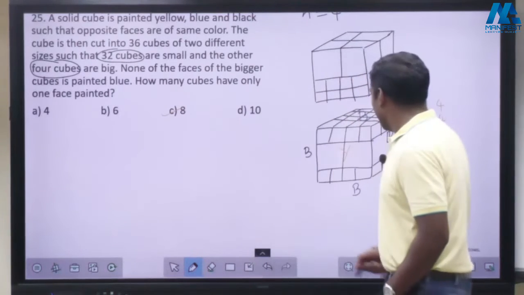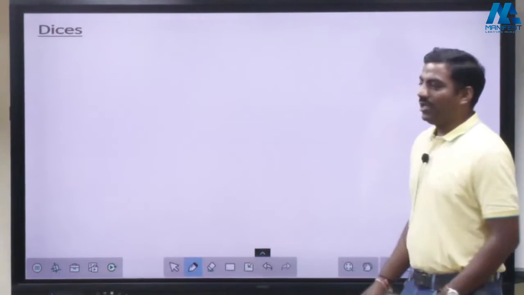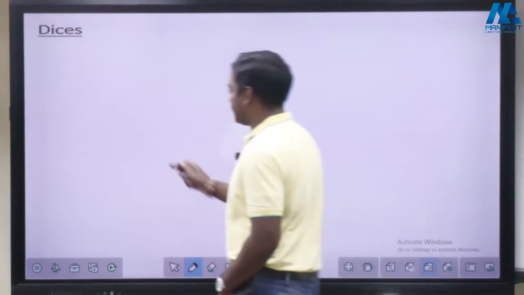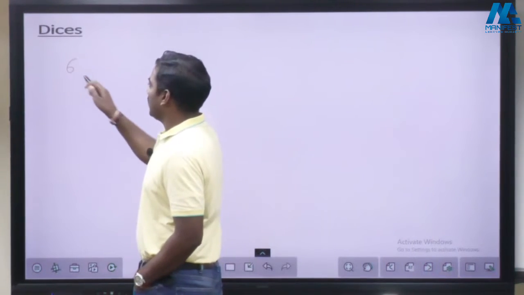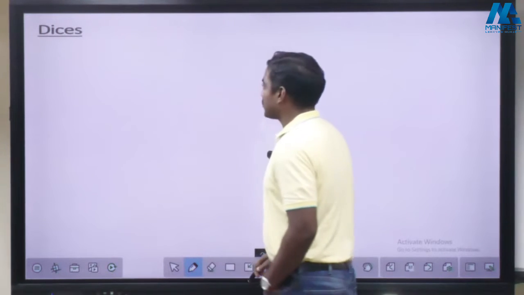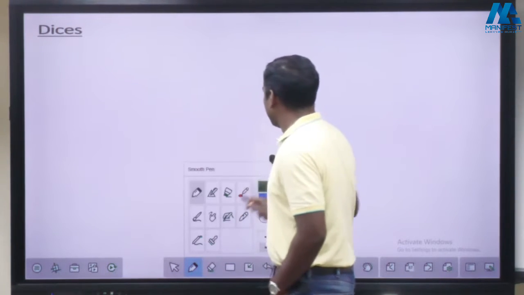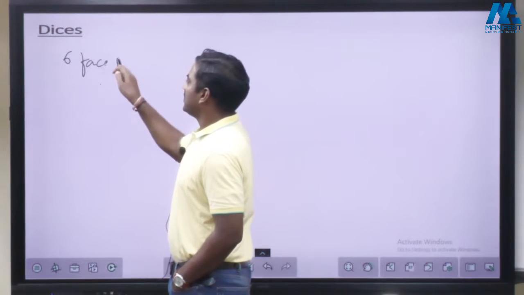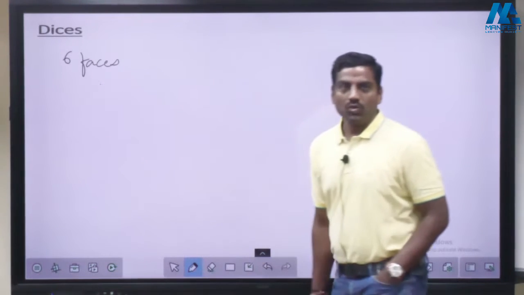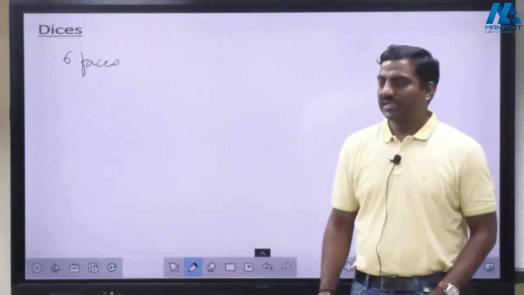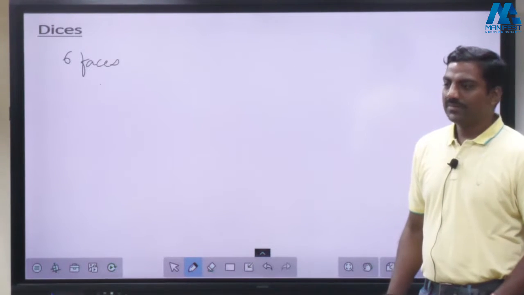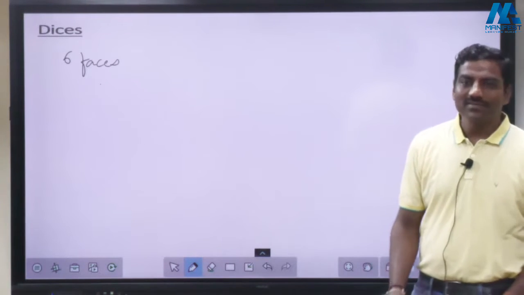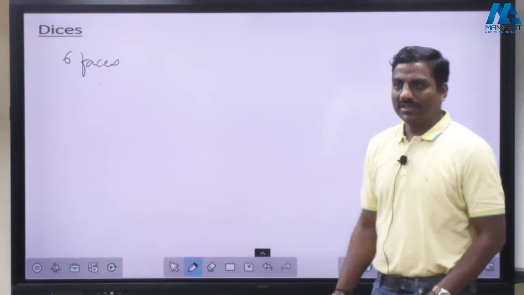So tell me, in a dice, how many faces are there? So the only important thing is 6 faces of a cube. Only 6 faces of a cube. That's it. Done. So you are going to play with this 6. That's it. Not more than that.